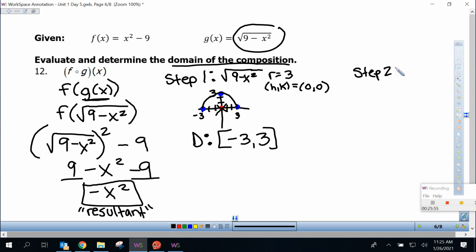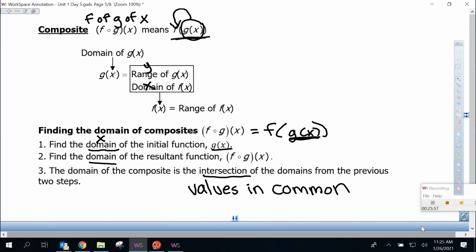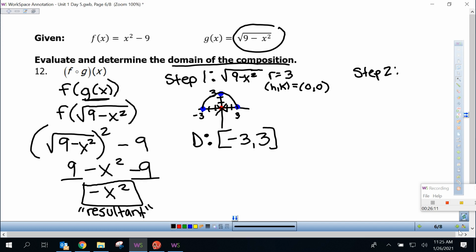And if I go back, for step 2, you need to find the domain of the resultant function. Now, what did I say the resultant was? Well, we just got the result previously when we evaluated this thing. When we evaluated, what do we get? Negative x squared. So we need to find the domain for the resultant, which is negative x squared.